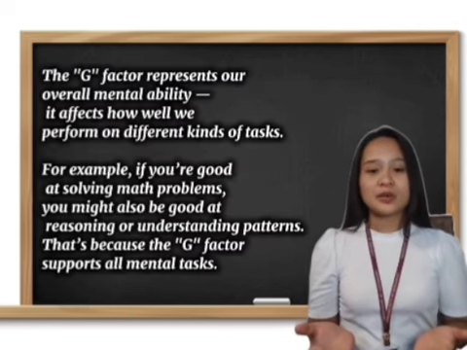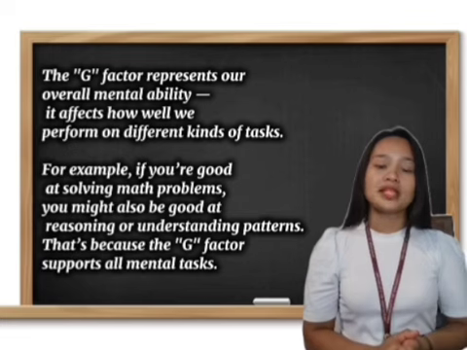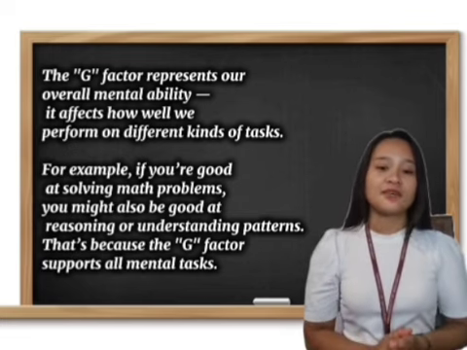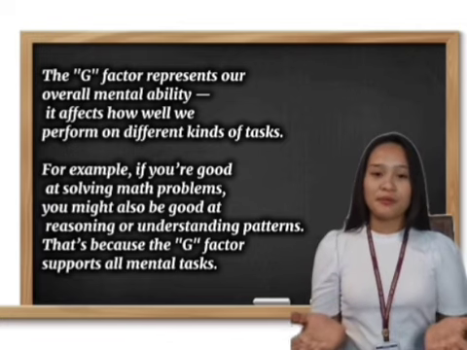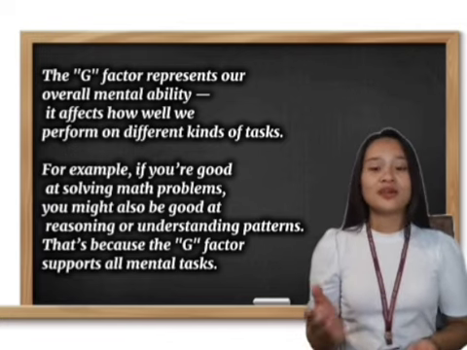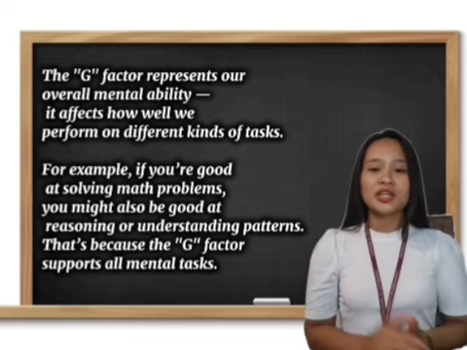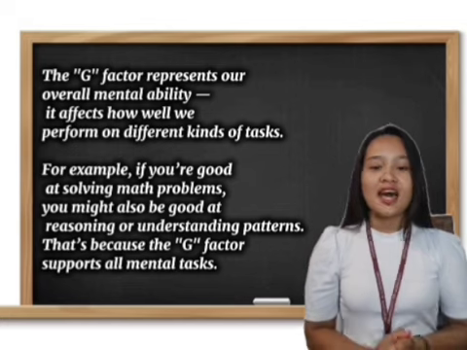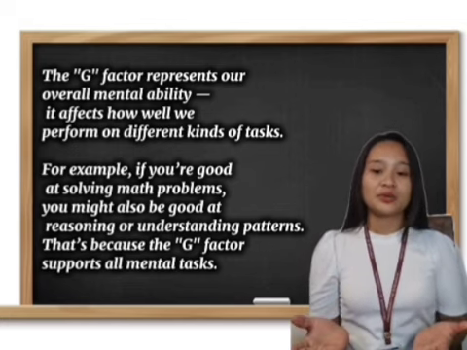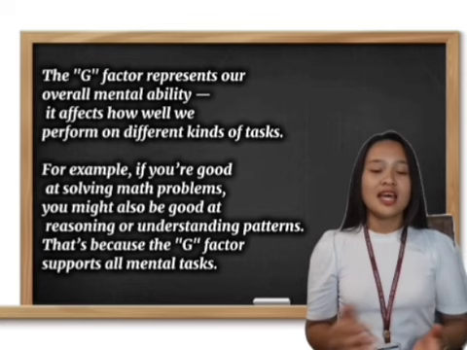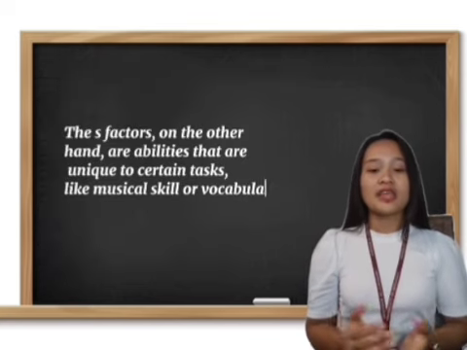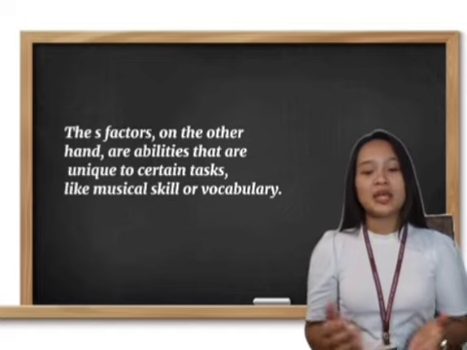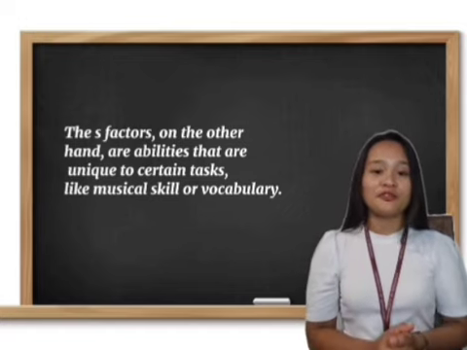The G factor represents our overall mental ability. It affects how we perform on different kinds of tasks. For example, if you are good at solving math problems, you might also be good at reasoning or understanding patterns. That's because the G factor supports all mental tasks. The S factors, on the other hand, are abilities that are unique to certain tasks, like musical skill or vocabulary.